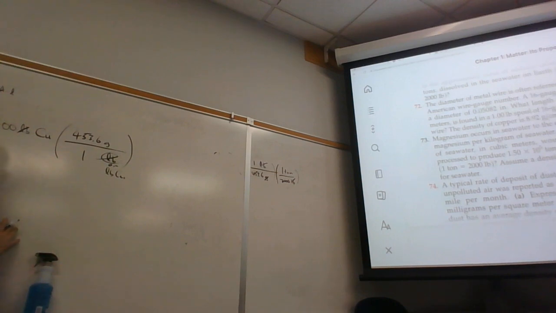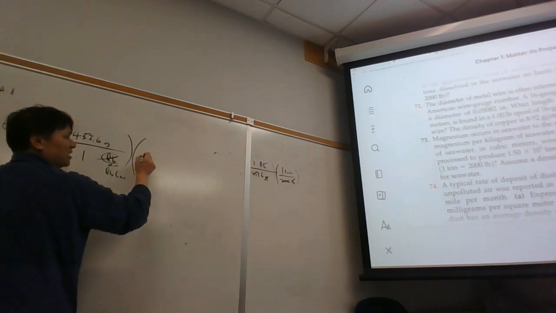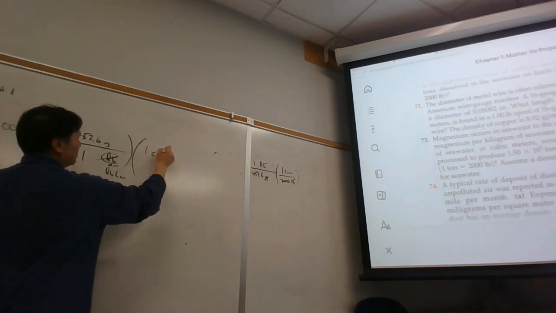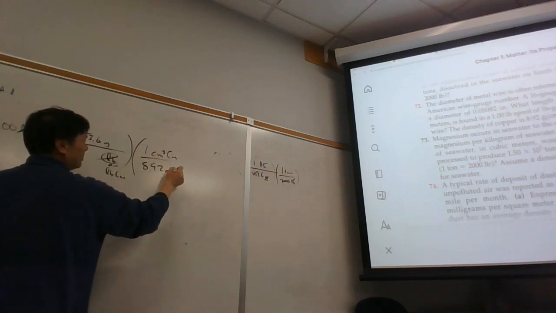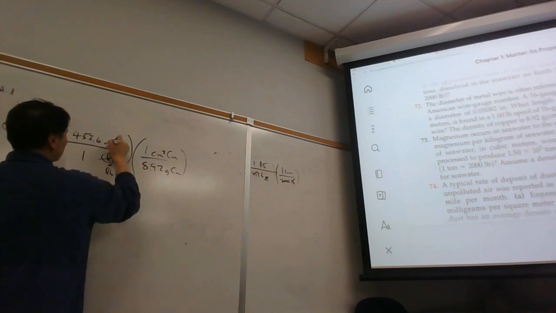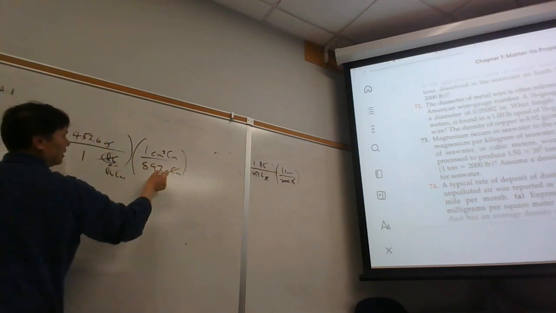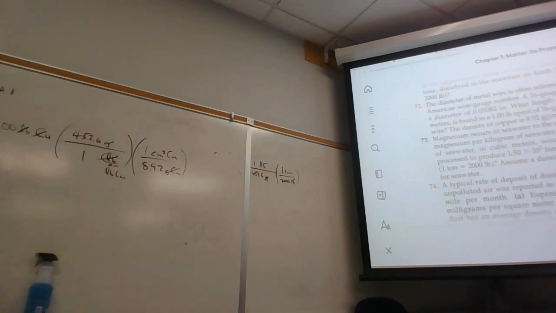You can use the density. Yeah, let's just use the density here. That is 1 cubic centimeter of copper is equivalent to 8.92 grams of copper. And so the grams of copper cancel, and that gives me cubic centimeters of copper, which is the volume of copper here. I know the area, so the only thing I'm missing is the length. So I'm going to stop here and do it algebraically.